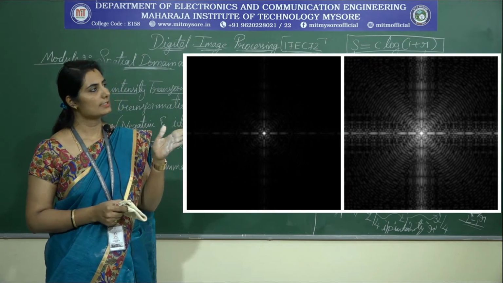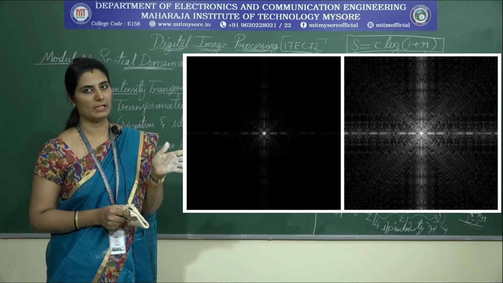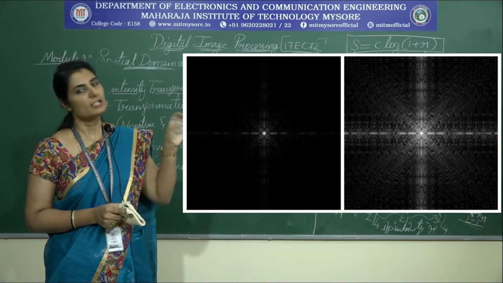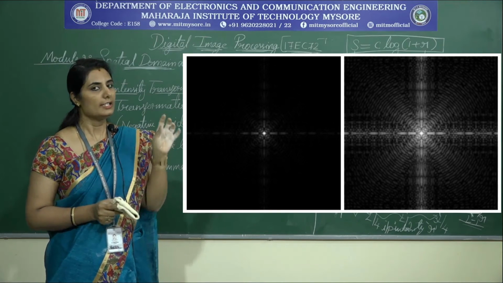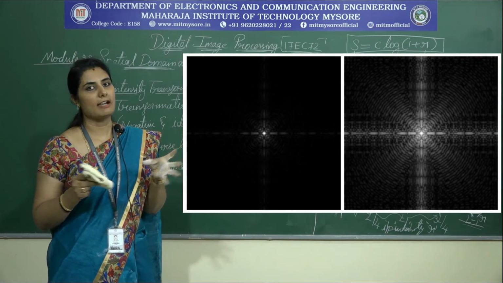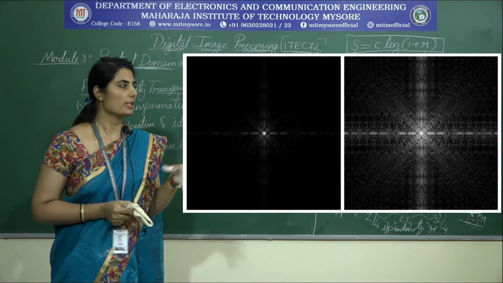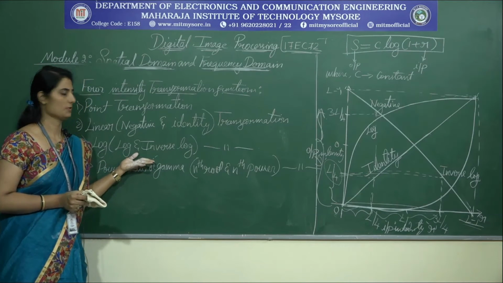Look at this figure. Here figure A is the Fourier transform image. After applying log transformation to this image, figure B shows the result of the log transformation. Here you can observe that the darker intensity levels have been expanded. So this is an example of log transformation.